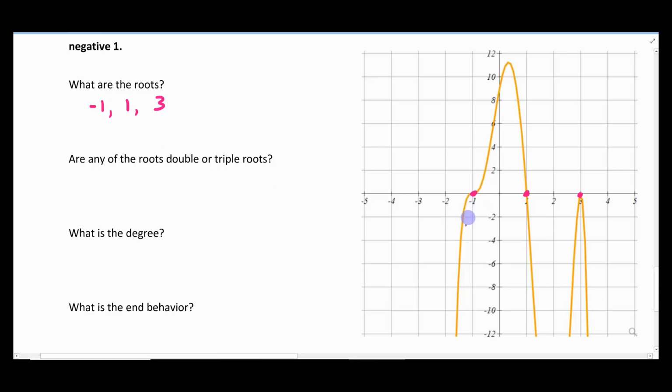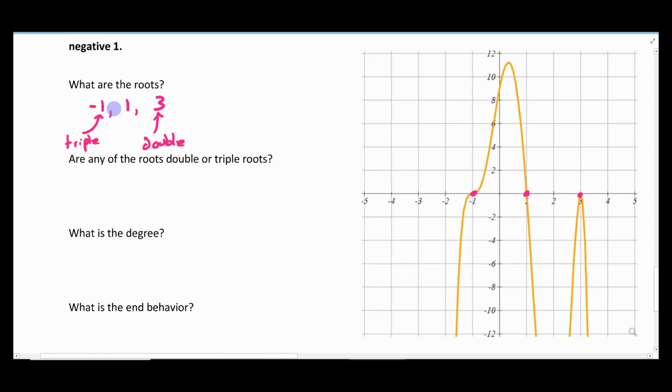And also notice here at -1 that as we pass through that root, we get that flattening behavior. We call that inflection, and that indicates that -1 is a triple root. Okay, so -1 is a triple root, and the 3 is a double root. And that answers the second question right here. And we were able to tell that just based on how the polynomial passes through those x-intercepts.